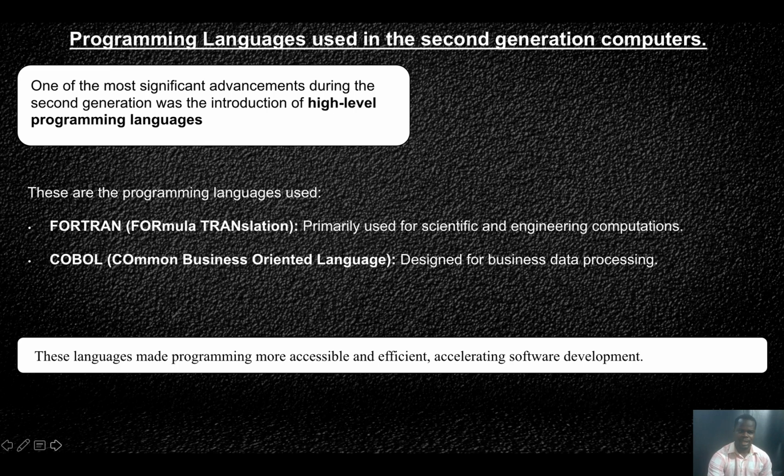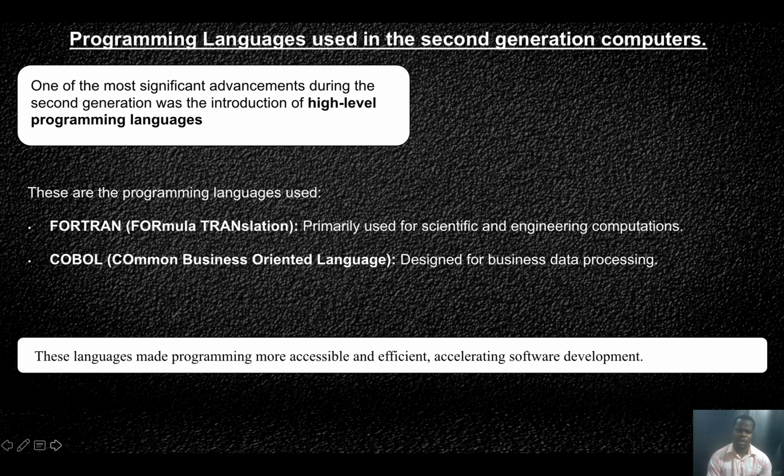Let's move on. In the first generation computers, we didn't see any programming languages used because they were doing things like addition and subtraction. They were just computing numbers, helping scientists to do some engineering computations. But here we want to talk about programming languages used in the second generation computers. One of the most significant advancements in the second generation was the introduction of high-level programming languages, languages that tell the computer exactly what to do.